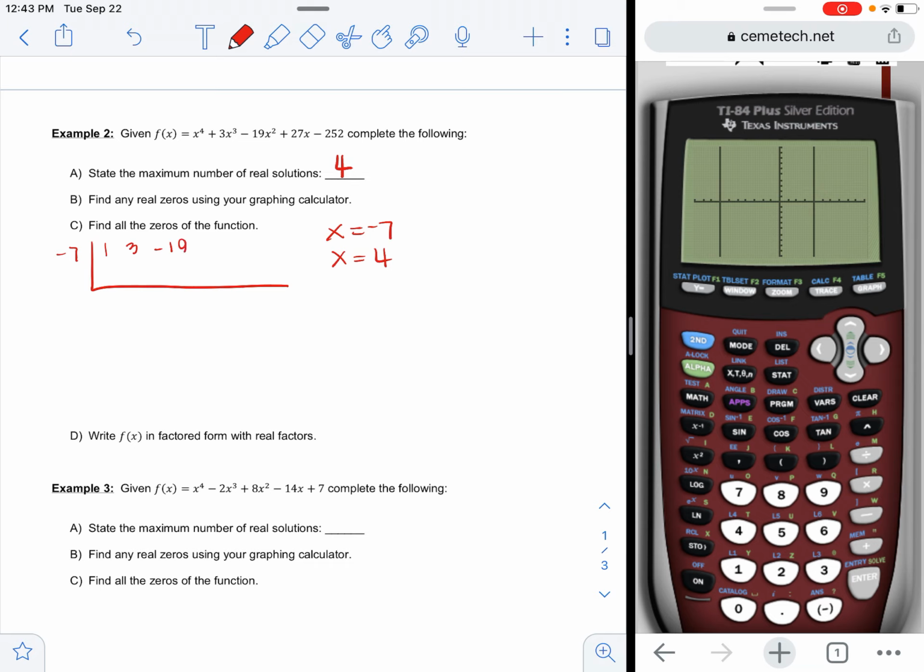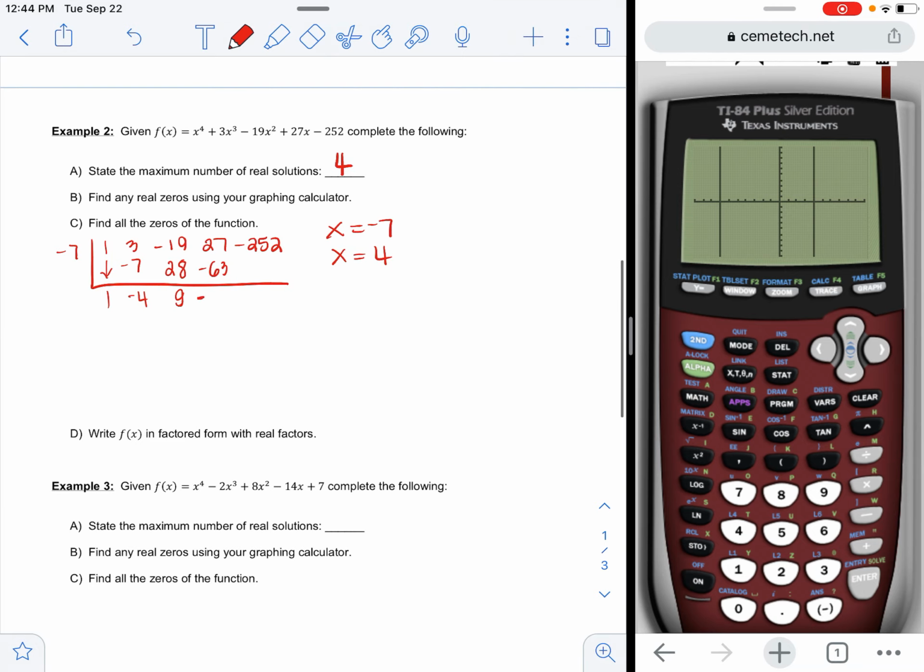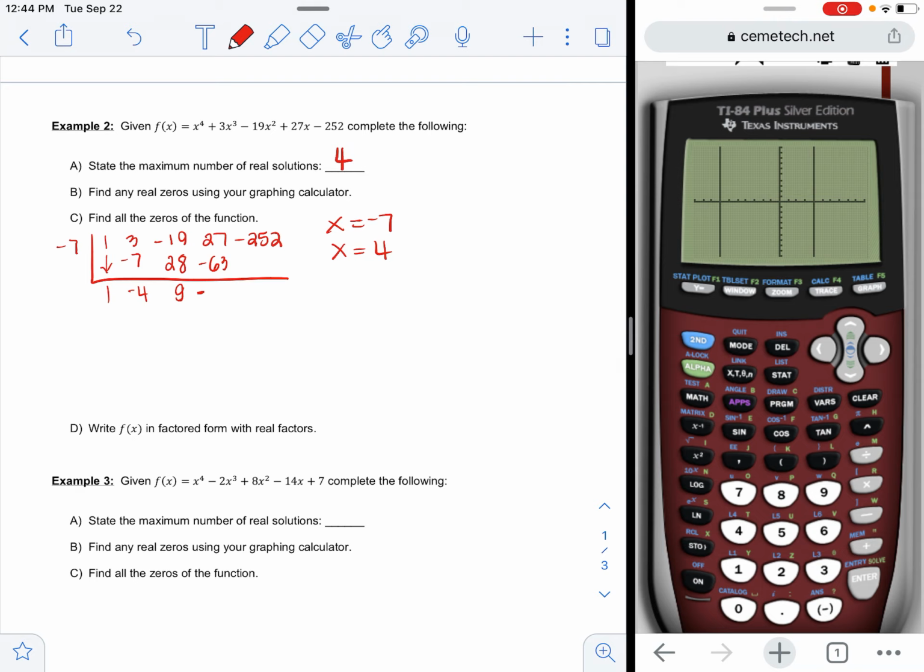So I have 1, 3, -19, 27, -252. All right, I'm going to drop that 1, multiply it's -7, add that's -4, multiply that's 28, add, that's 9, multiply, that's 63, add, it's a negative number, and then 6, 2, 3, 7, so that's 36.